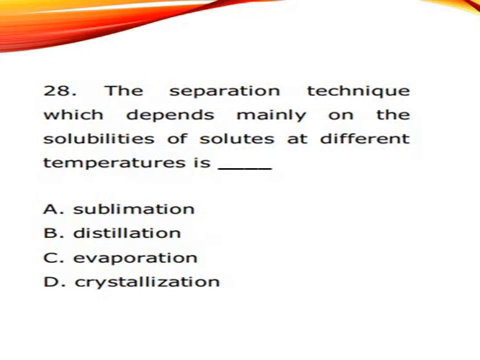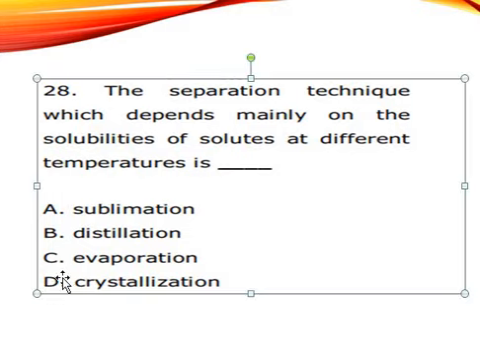Next, we have the separation technique which depends mainly on the solubilities of solutes at different temperatures, is A, sublimation, B, distillation, C, evaporation, D, crystallization. So A, B, and C actually all involve heating, but they don't really depend on the solubility of the solutes. But as for crystallization, it actually depends on the solubility of the solutes, as it's done in mostly saturated solutions. So your answer here is D, crystallization.